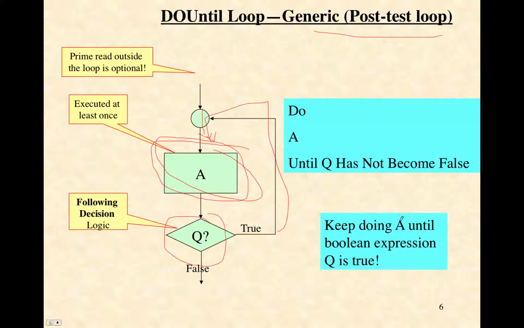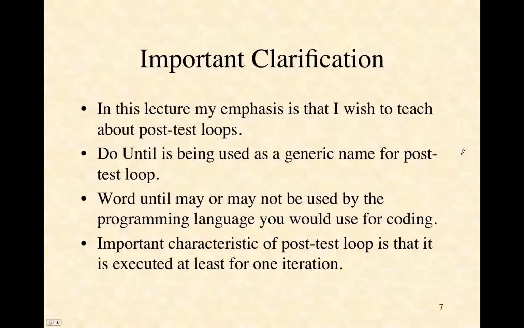So here we can say keep doing the task A until the Boolean expression q is true. Or if you want to write in the pseudocode language, you have the word do, the task, and until q has become false. Until q has not become false. Okay? Alright.